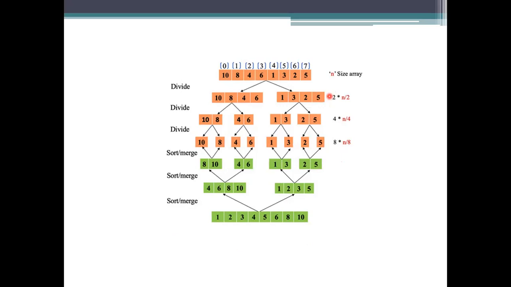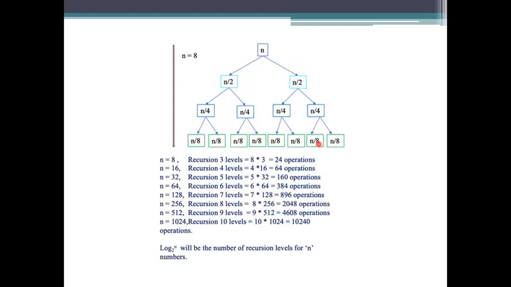The first level consists of 2 subarrays, the second is 4 sublists, and the last is 8 sublists. So the value is 3 levels. Coming to the next one, n is equal to 16. Here we take the levels as 4. How many operations need to be performed? We perform operations on these 3 levels based on the 8 elements.